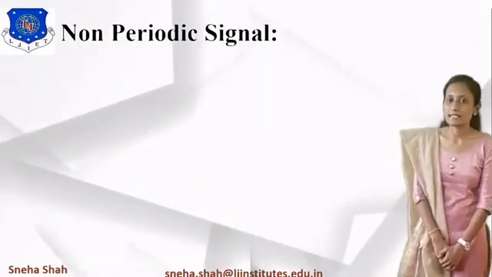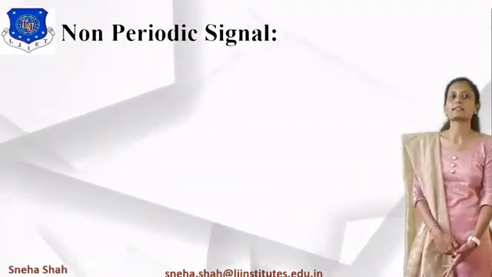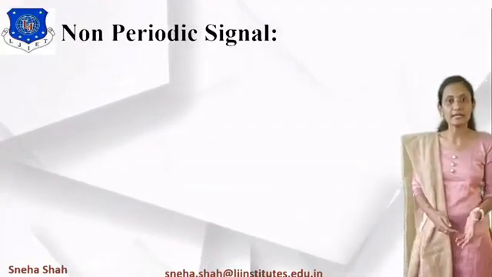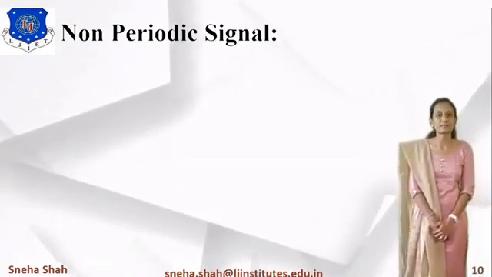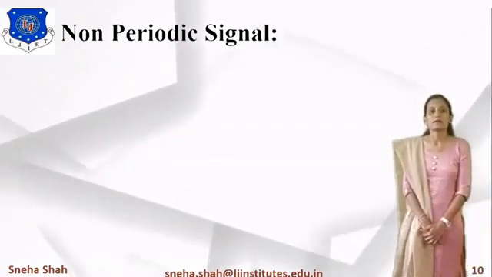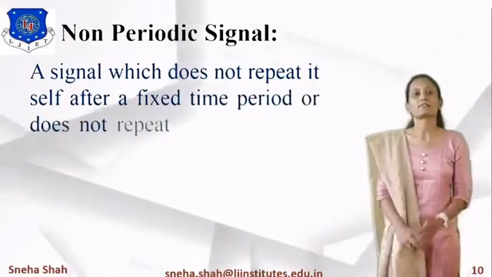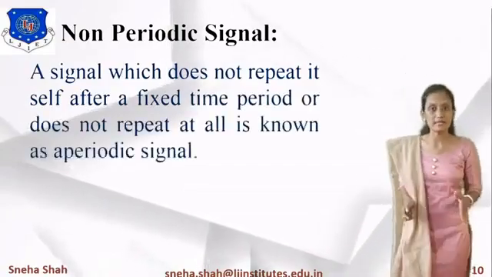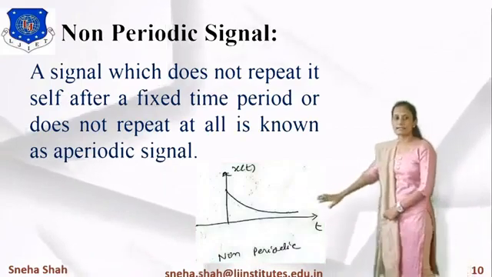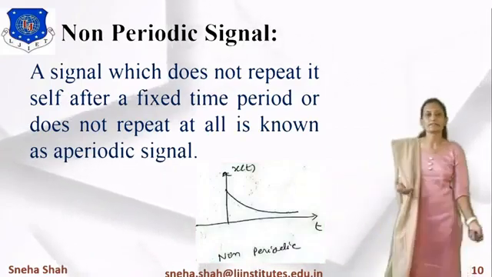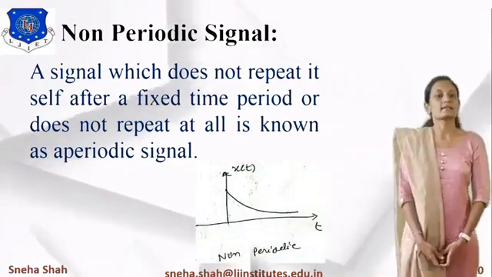Now the next type of signal is the non-periodic or aperiodic signal. As I told you, a non-periodic signal does not repeat over the entire range or does not repeat at all. So we define it as a signal which does not repeat itself after a fixed time duration or does not repeat at all. If we draw the signal, it will look like this. It does not repeat after a fixed time duration, so it is known as a non-periodic signal.